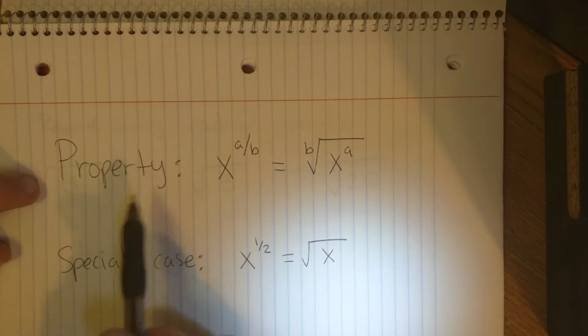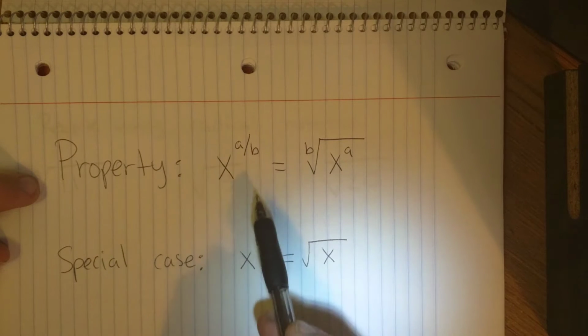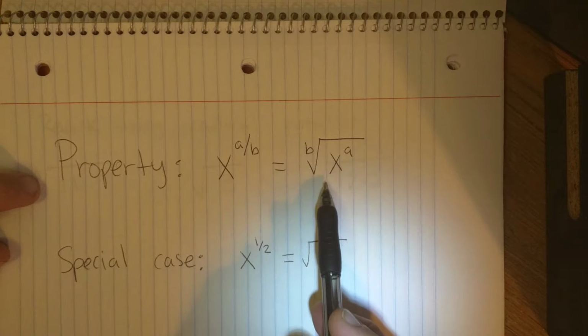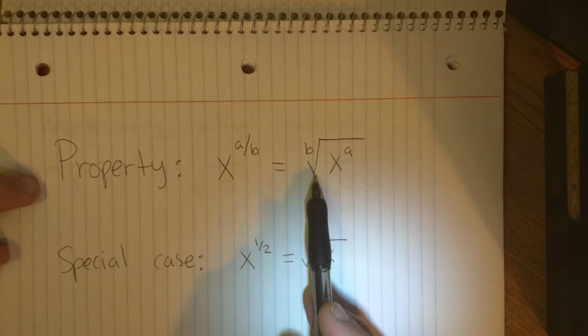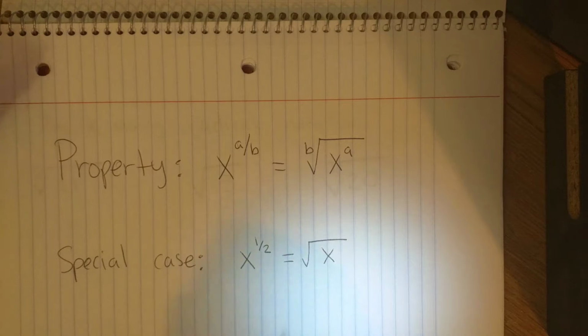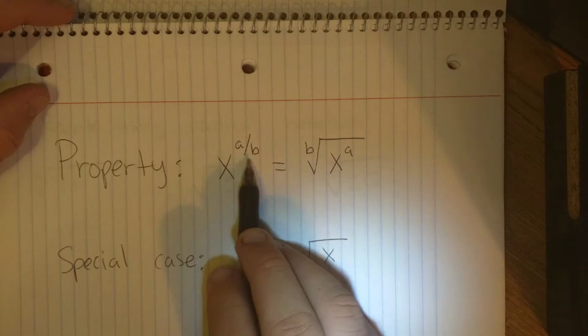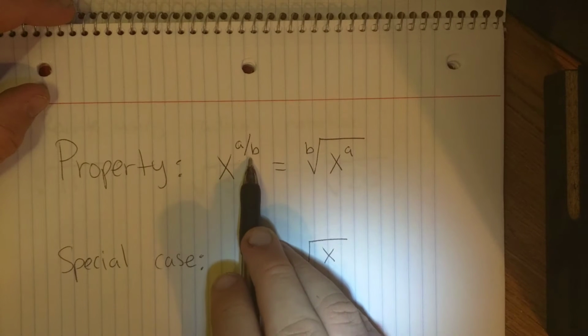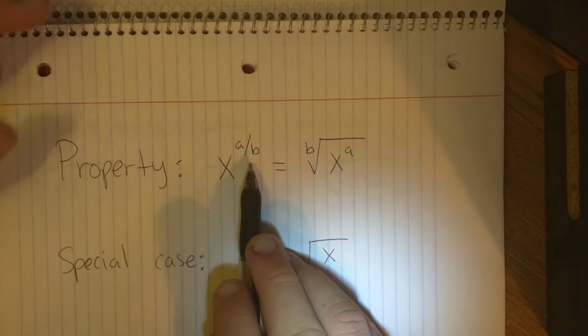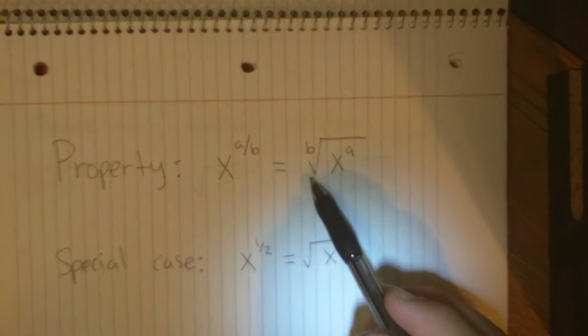Go ahead and copy down this property. We have x to the a over b equals the b root of x to the power of a. And I'll explain what that is. So what you have here is x raised to an exponent, but your exponent is a fraction. It's a over b, and a and b can be any numbers. And you can rewrite this.